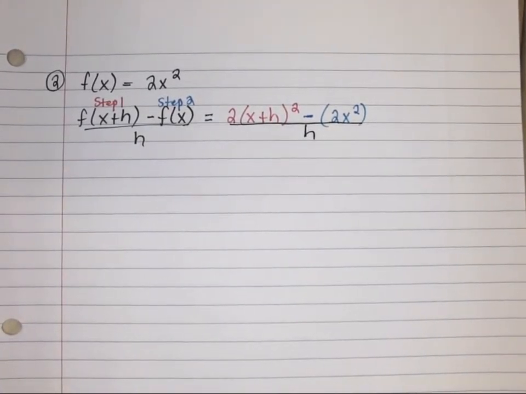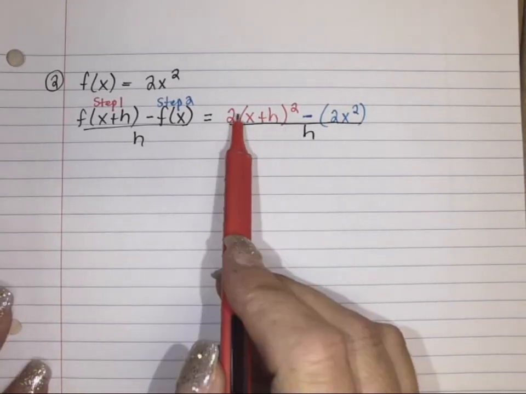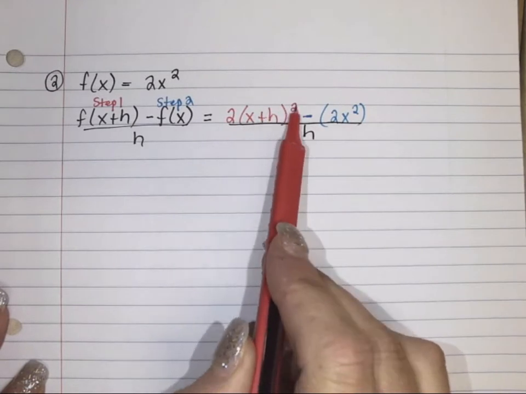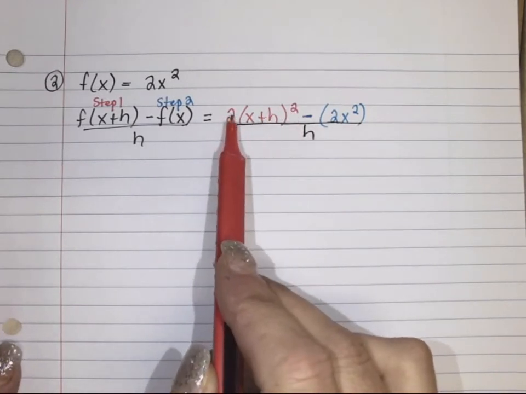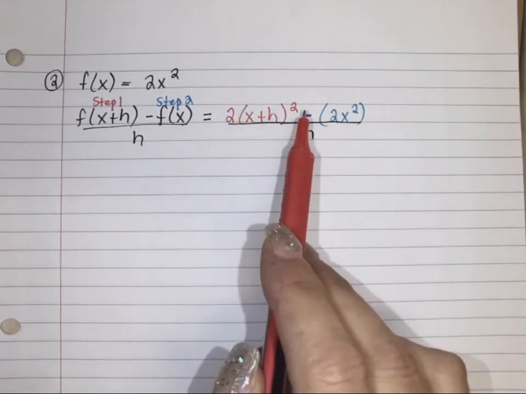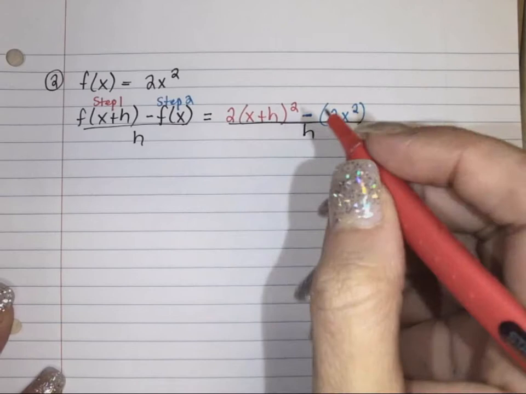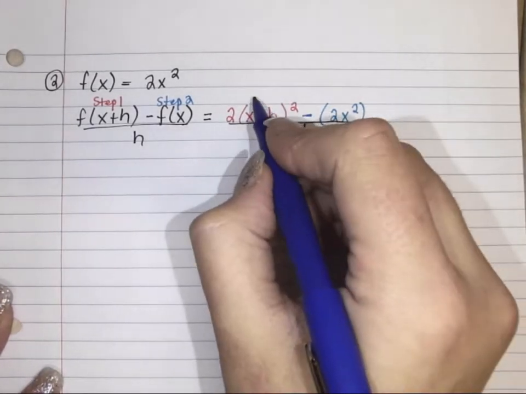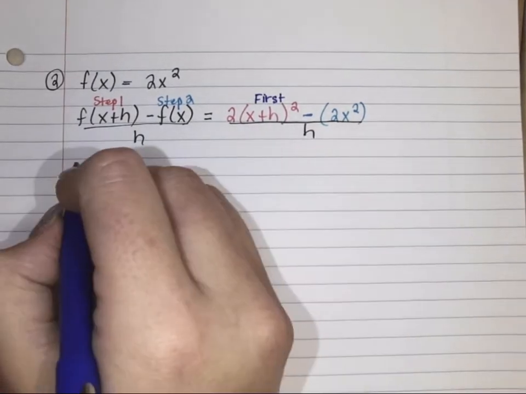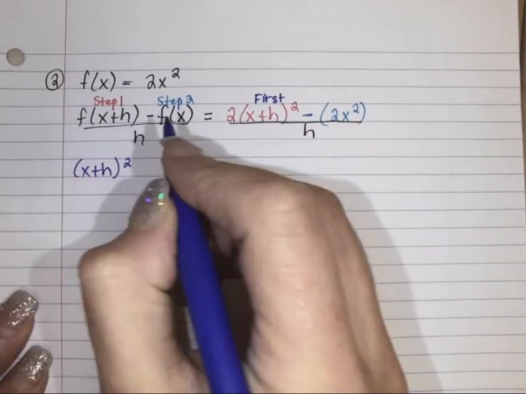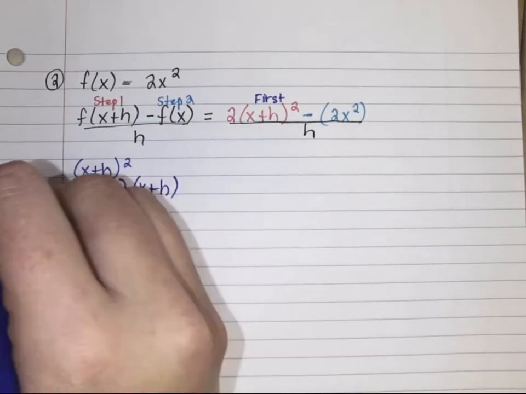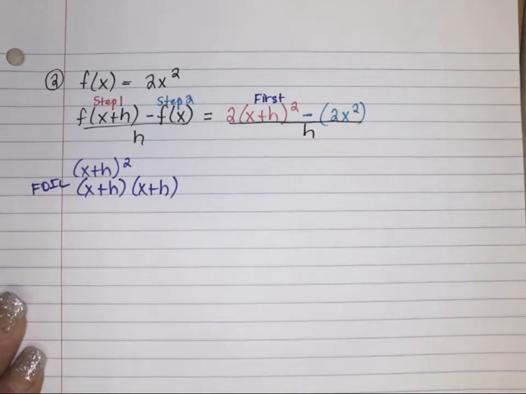Okay, here's where it takes it up a step. Look at what you have here. You have to do exponents before you multiply the 2. Very common mistake. People want to distribute the 2, then square. Please do not do that. So this is what we're going to look at first. x plus h squared just simply means x plus h times x plus h, and you do the FOIL method.